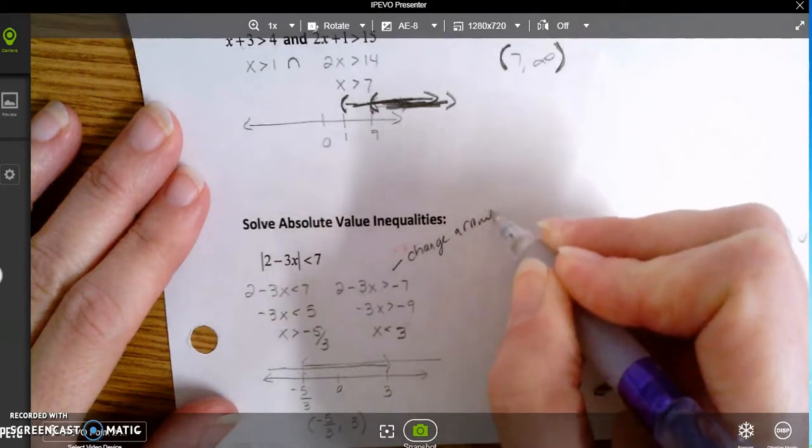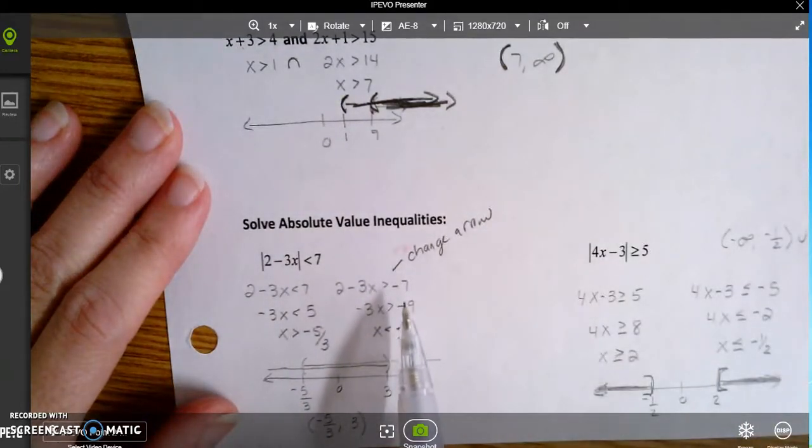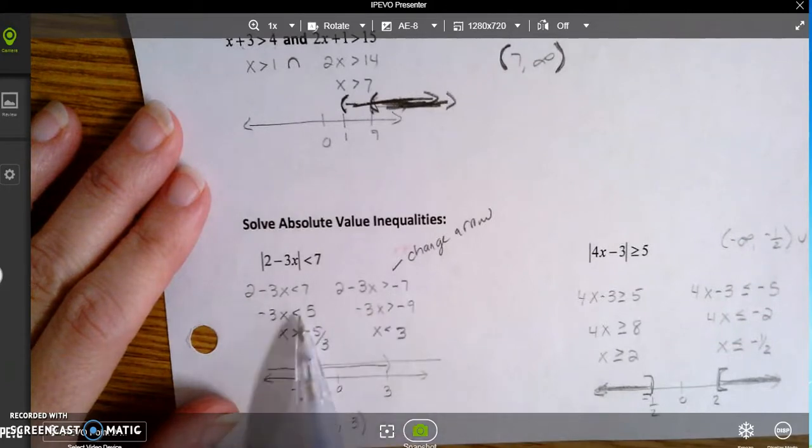Now, you had to change the direction because basically we divided by a negative. So now I continue to solve the problem, and I'm just checking to make sure I did it right. So I get x is greater than negative 5/3 because I divided at the last step.